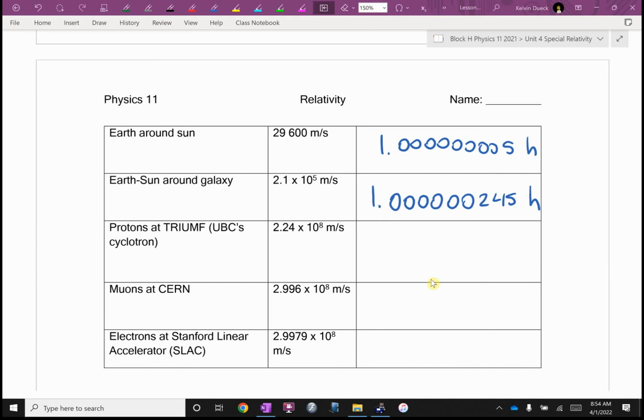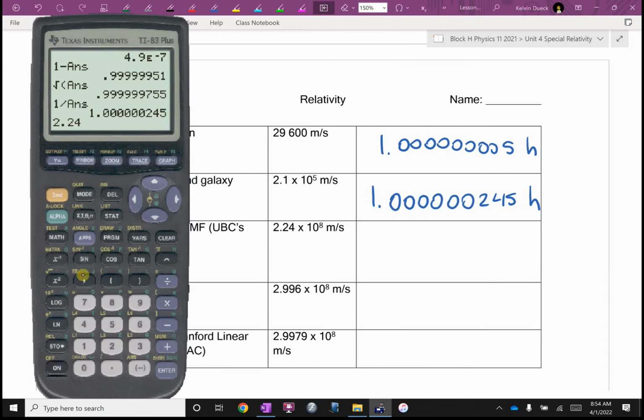So they can get protons up to 2.24 times 10 to the 8th meters per second. What's the speed of light? 3 times 10 to the 8th. It's getting close. Still a long ways shy, but okay.